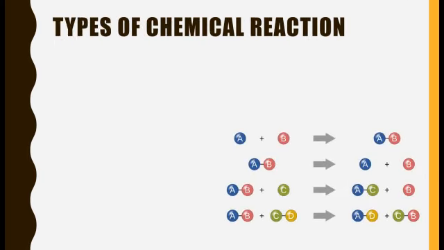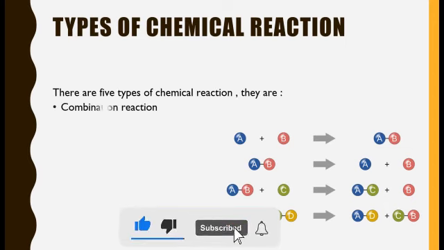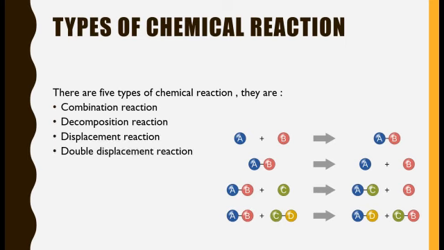The next topic is types of chemical reactions, and there are 5 types, and those are combination reaction, decomposition reaction, displacement reaction, double displacement reaction, and redox reaction.